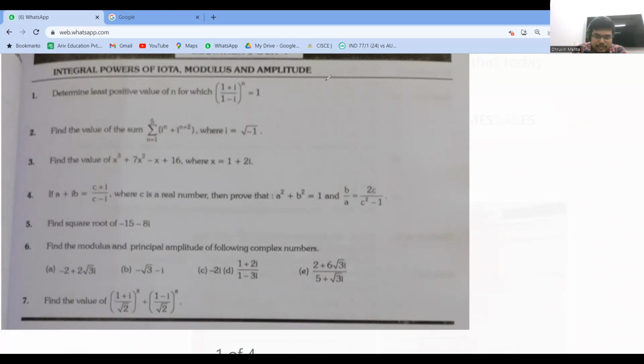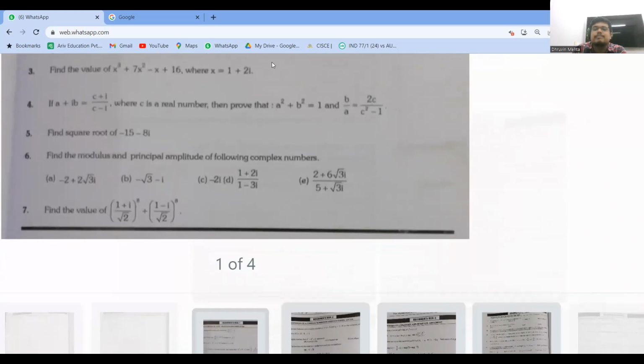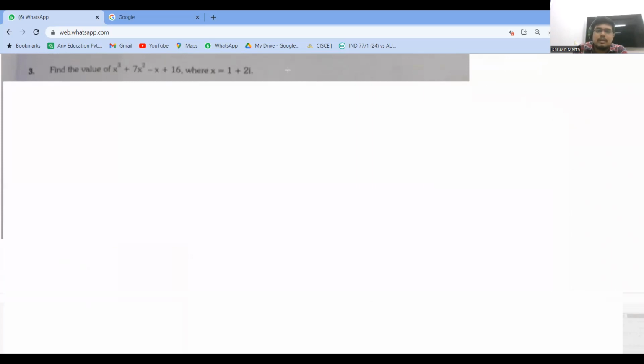Third sum is interesting. Read the question. This is now a bit of hard work. So what's coming to your mind, Arush? What should we do? They have asked us to find the value of x cube plus 7x square minus x plus 16 when x is equal to 1 plus 2i. What do you think we should do?